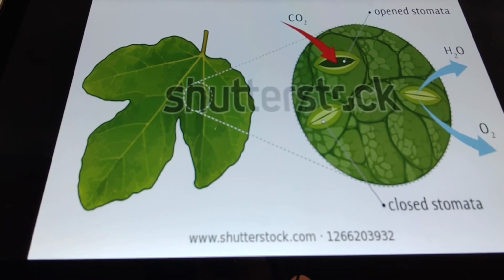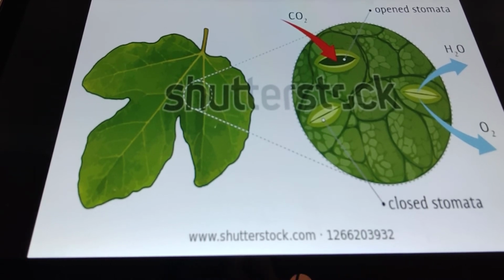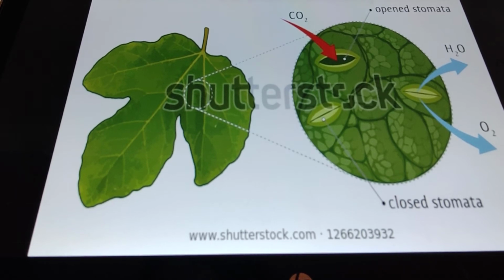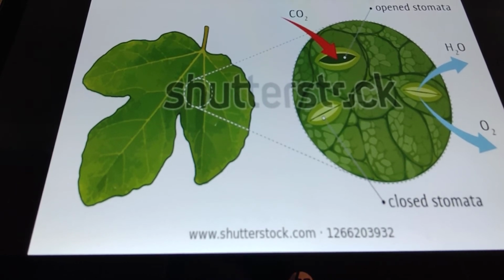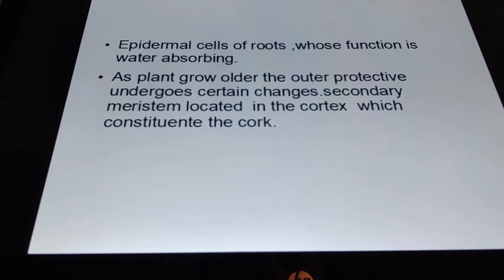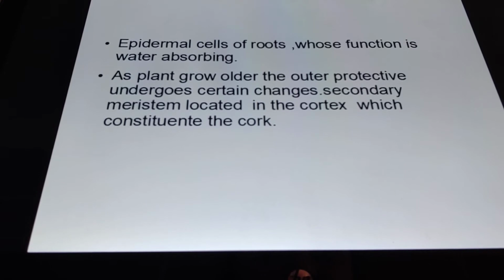In some, as I said, desert plants, the epidermis has a thick waxy coating, and this thick waxy coating is known as cutin. It is a chemical substance which has a waterproof quality. It can hold the water on the outer surface to prevent water loss. So here it is given that epidermal cells of roots have the function of water absorbing.